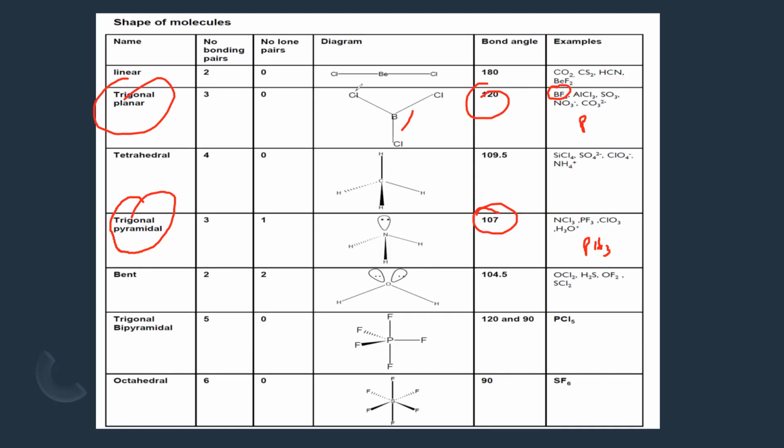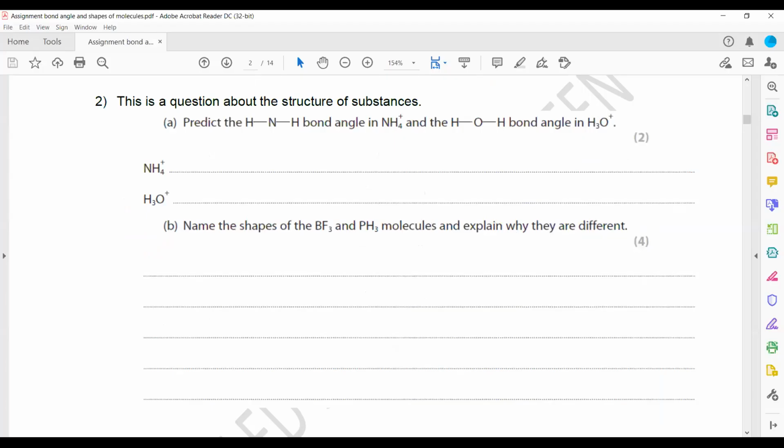Then they ask for the reason why they have these structures. So 1 mark is for mentioning that PH3 will be trigonal pyramidal, whereas BF3 will be trigonal planar. And you will mention that in PH3 there is a lone pair, so it will have a greater repulsion. That's why the bond angle will be smaller.